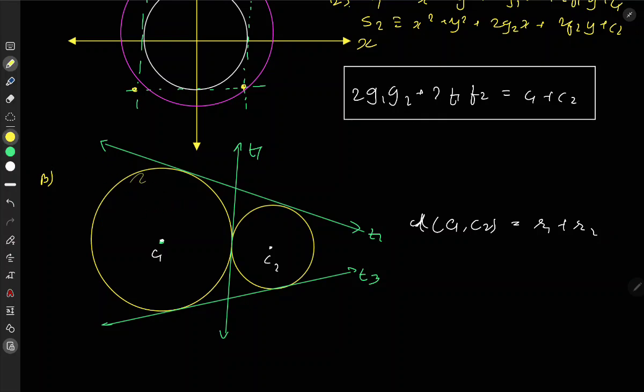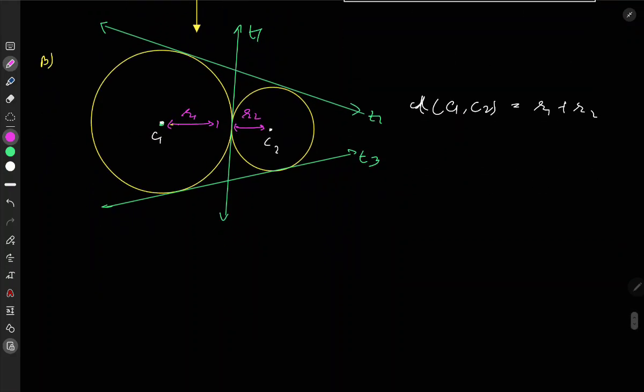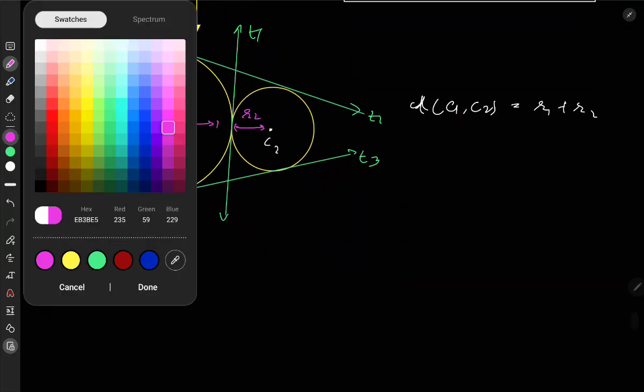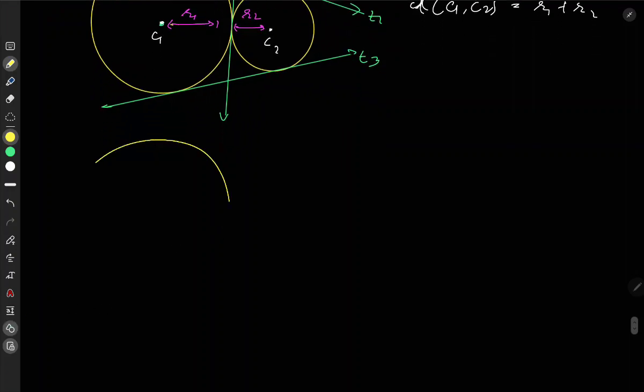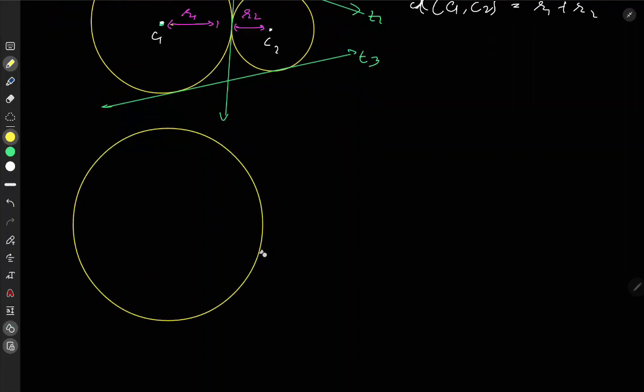Now let us draw where R1 plus R2 goes in another color so that it is understandable. This is R1 and this is R2, so it is the addition of those two. Now let us quickly draw the second case. This is the first circle and the second circle is somewhat like this, touching the first circle.